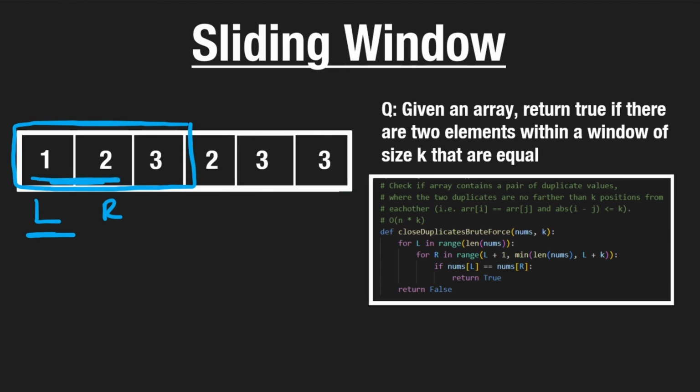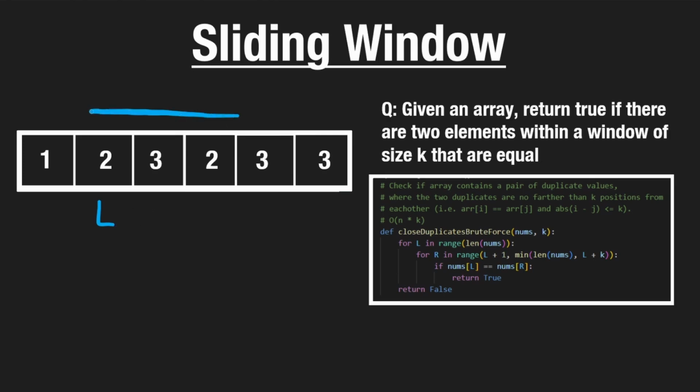We're going to check, are these two equal? Nope. And then we're going to increment our right pointer here. Are these two equal? Nope. Well, we've gotten to the end of our window, right? Our right pointer can't be over here, because if our right pointer was here, then our window is bigger than 3. So to do that, what we're going to do is shift our left pointer over here, and then this would be our new window.